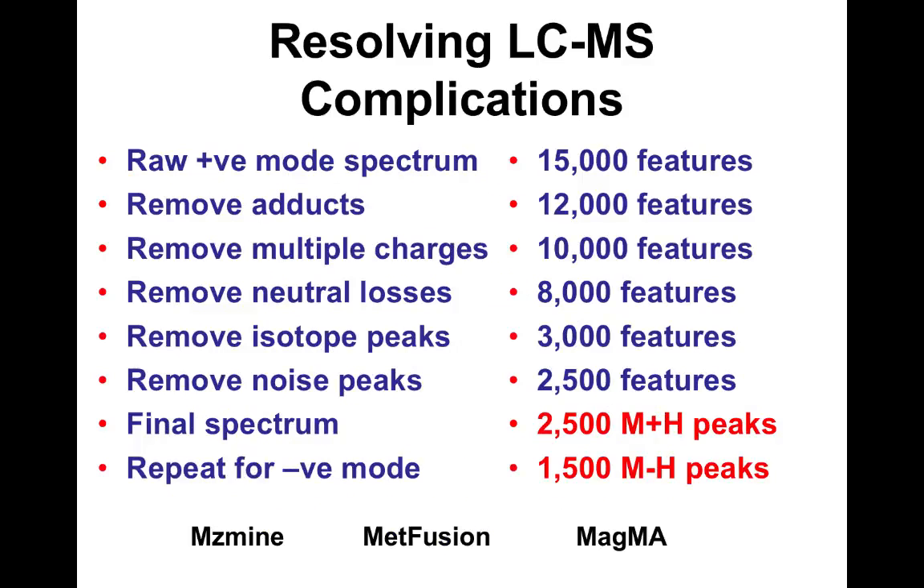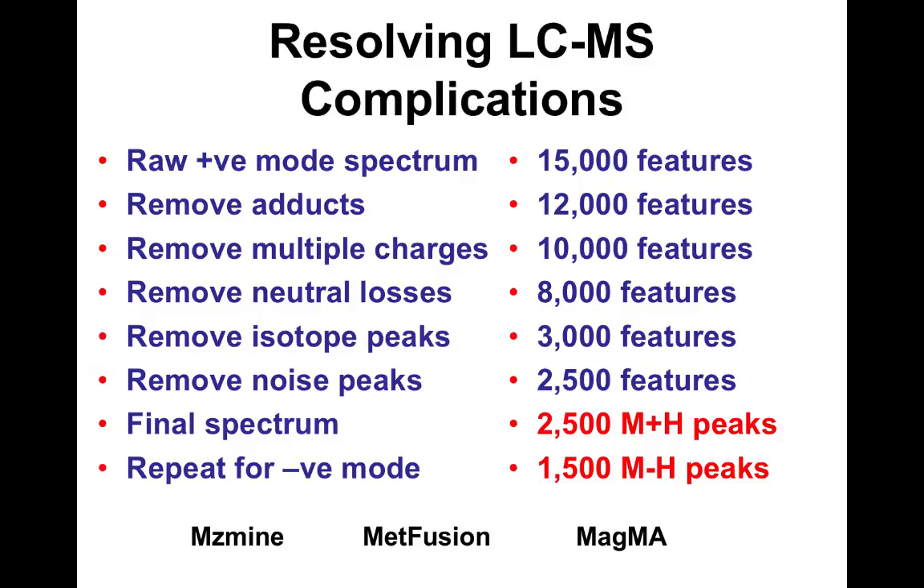So typically, if you start off with a spectacular looking LCMS chromatogram, which gives you 15,000 features in the positive mode and 10,000 features in the negative mode, when you start doing these cleanups, if you start removing and consolidating adducts, you go from 15,000 to 12,000. Consolidate the multiple charges, you go from 15,000 down to 10,000. Remove the neutral losses and the isotope peaks, you go from 15,000 down to 3,000. Remove the noise, you go from 15,000 down to 2,500.